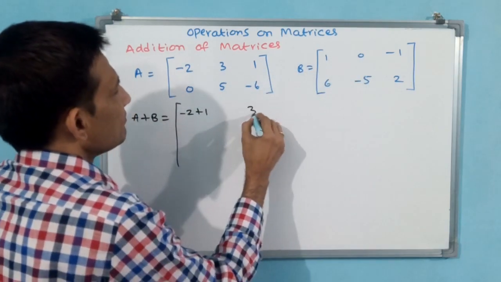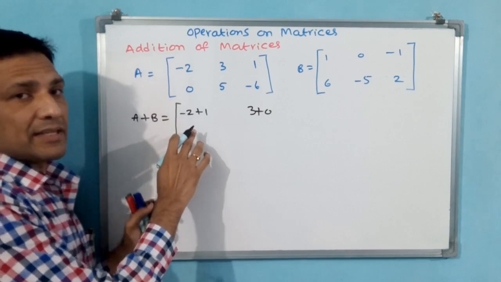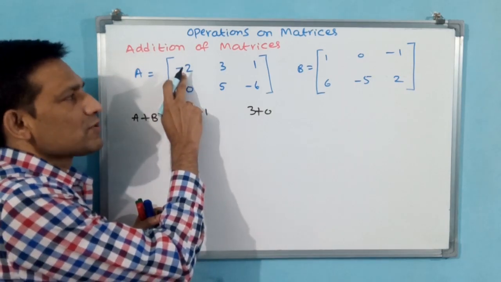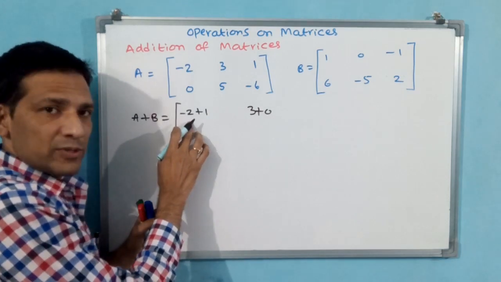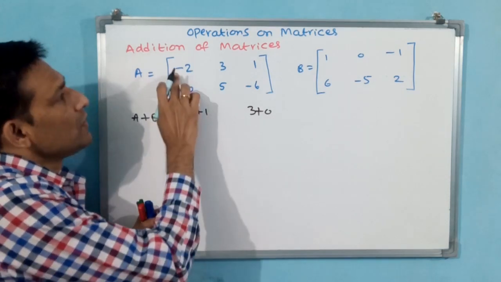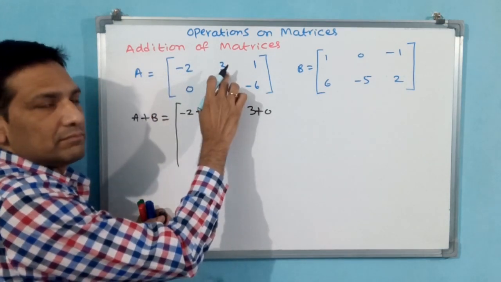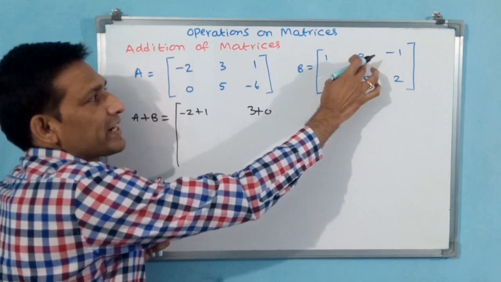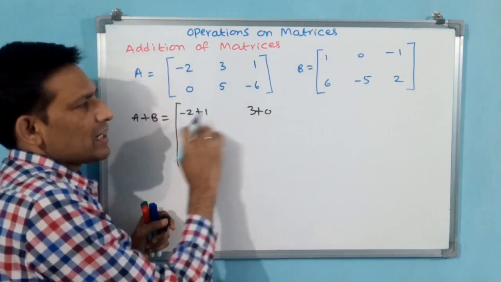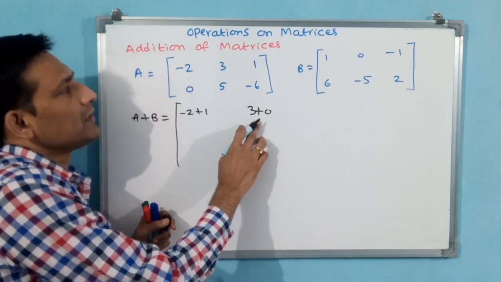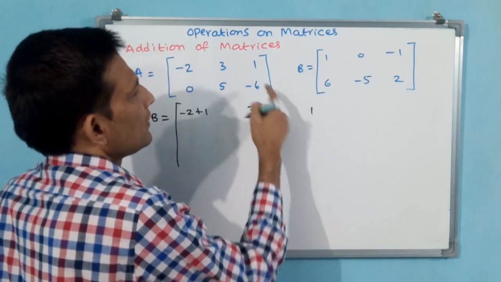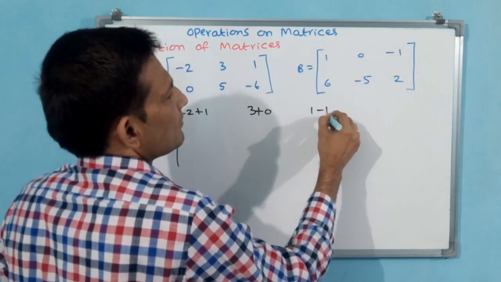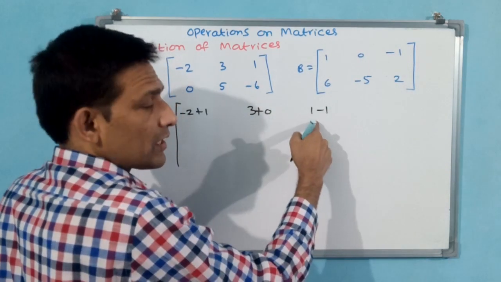3 plus 0. So where I am writing, that is also important. You see, first row, first column, I have also written in first row, first column. First row, but second column, I have written in first row, second column only. First row, third column, I have written in first row, third column only.